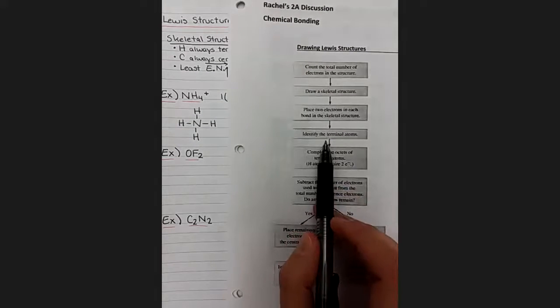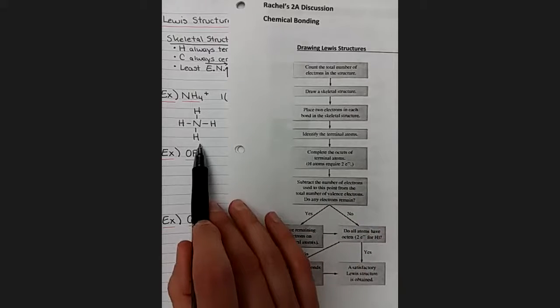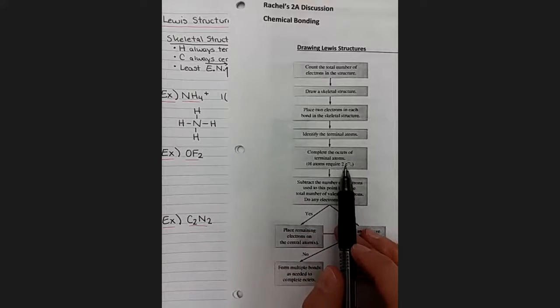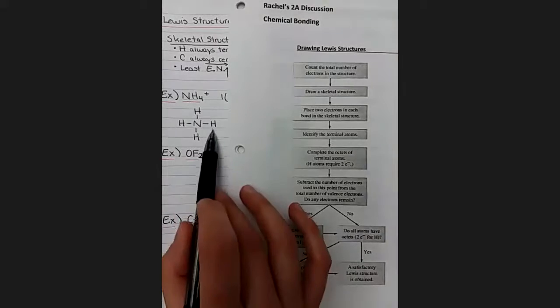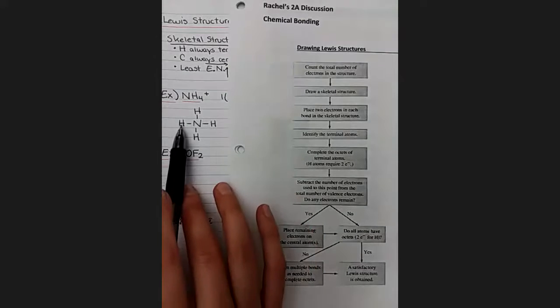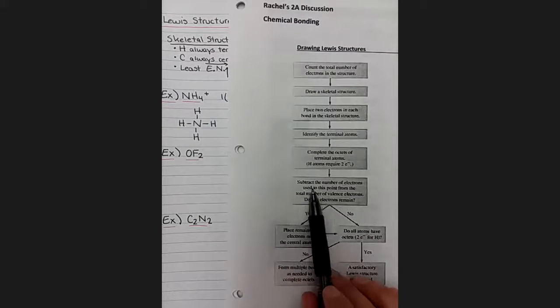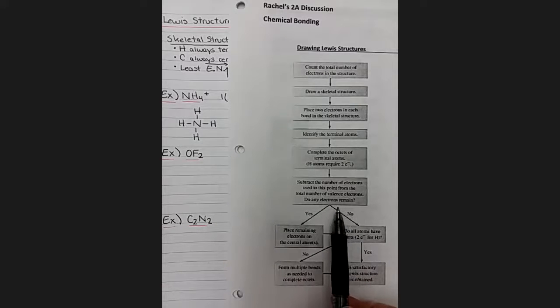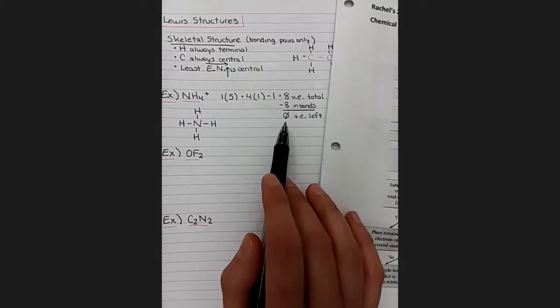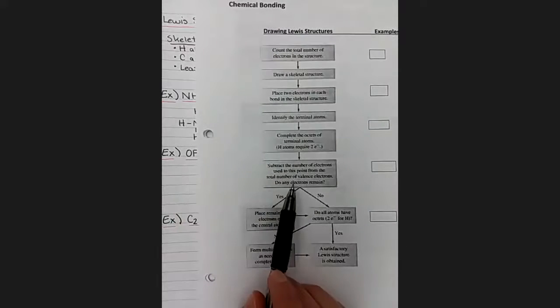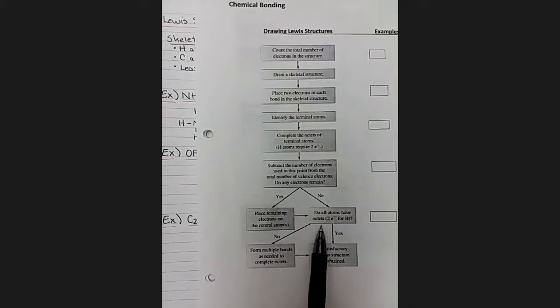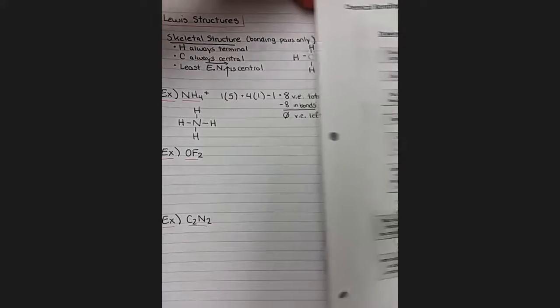So the next step is to identify the terminal atoms. Those are the hydrogens. We'll complete the octets of the terminal atoms first, these guys on the outside. They are already completed because hydrogen only wants to have 2. Subtract the number of electrons used at this point from the total number of valence electrons. Do any electrons remain? We already saw that we subtracted and we were at 0. So the answer is no. So we move to the right. Do all atoms have complete octets? And if yes, we're finished. And if no, we have more things to do.